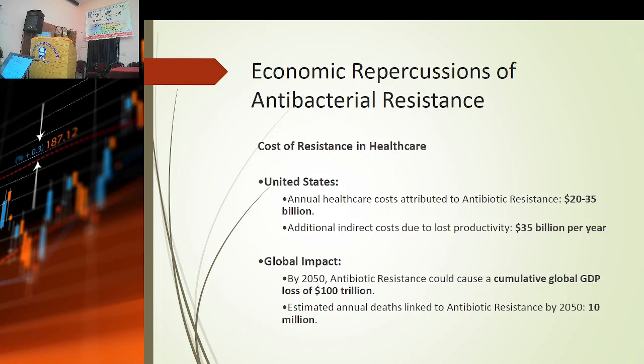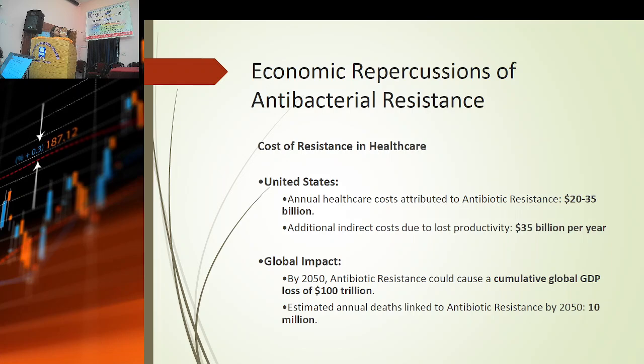Million means 10 to the power 6, so this is 10 to the power 9, okay? So billion. And if we are not checking it now, it will be in the trillions, which is 10 to the power 12. And the global impact, which I told you, is that by 2050, antibiotic resistance will cause a cumulative global GDP loss of about 100 billion. This is statistical data I have not made up. This is realistic data which shows that if we are not cautious now, if we do not act now in society, it will be a grave danger for our society.